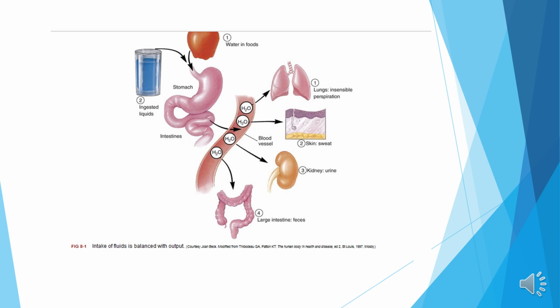But basically, we intake the fluid, it goes into the stomach, and then as it's digested and gets into the intestines, we know that our intestines, from Unit 1 we talked about, our intestines absorb fluid. The intestines then distribute the fluid to the lungs, to the skin, to the blood vessels, to the kidneys, and then on to the large intestines. But from there, we actually use fluid.